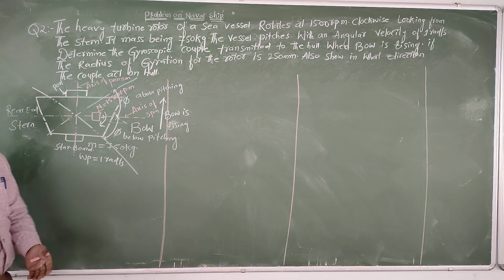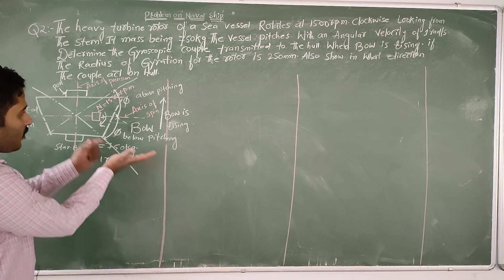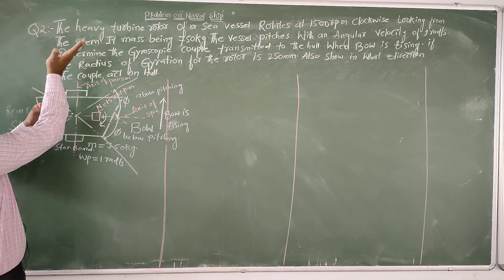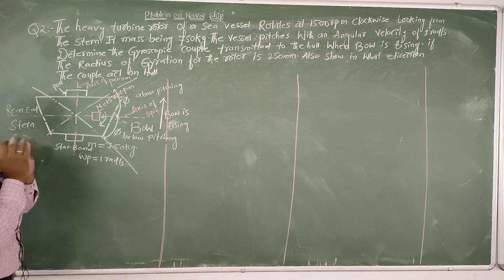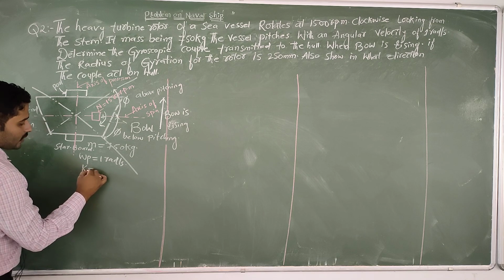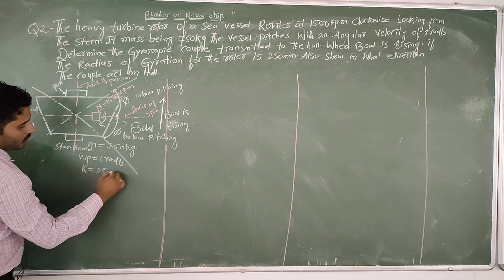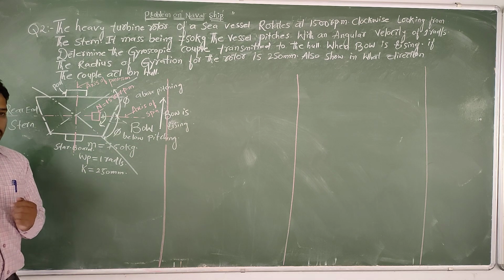Okay dear. Then again, when the bow is rising, the radius of gyration for the rotor is given as 250 mm. K is equal to 250 mm. Also show in what direction the couple acts on the hull. We need to find out.